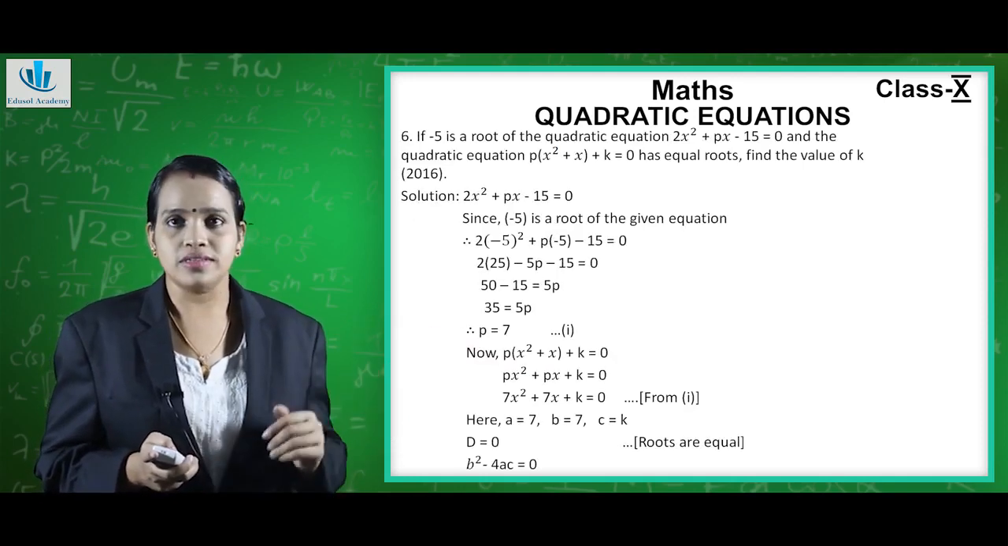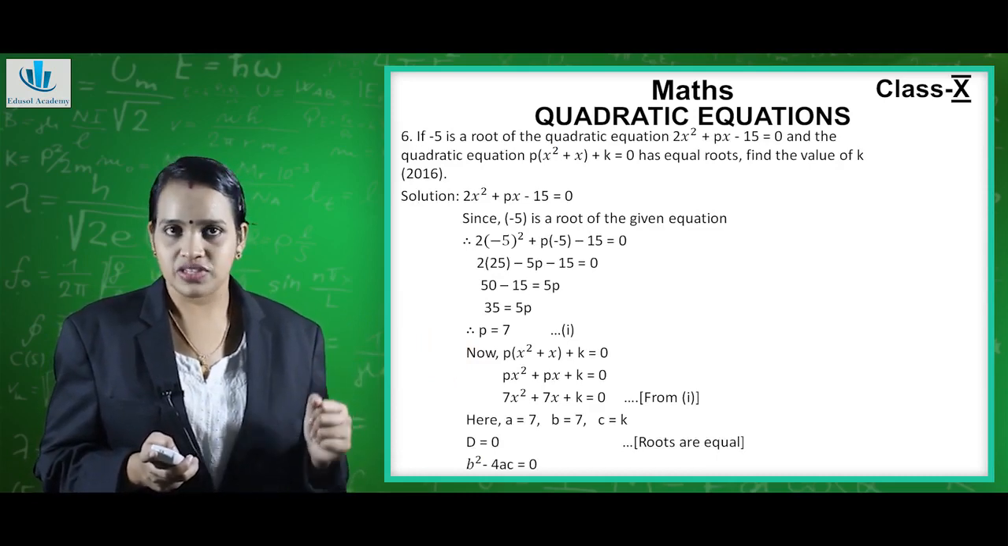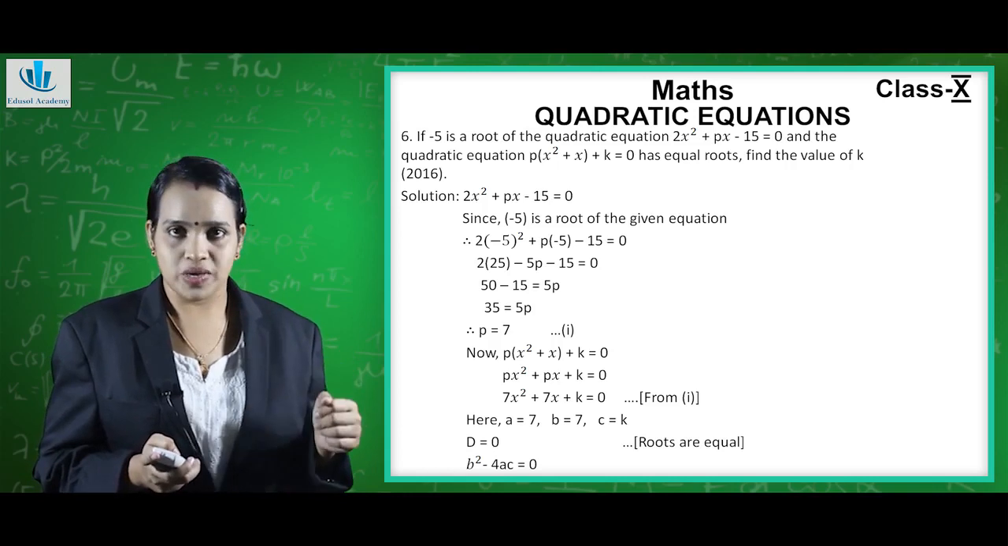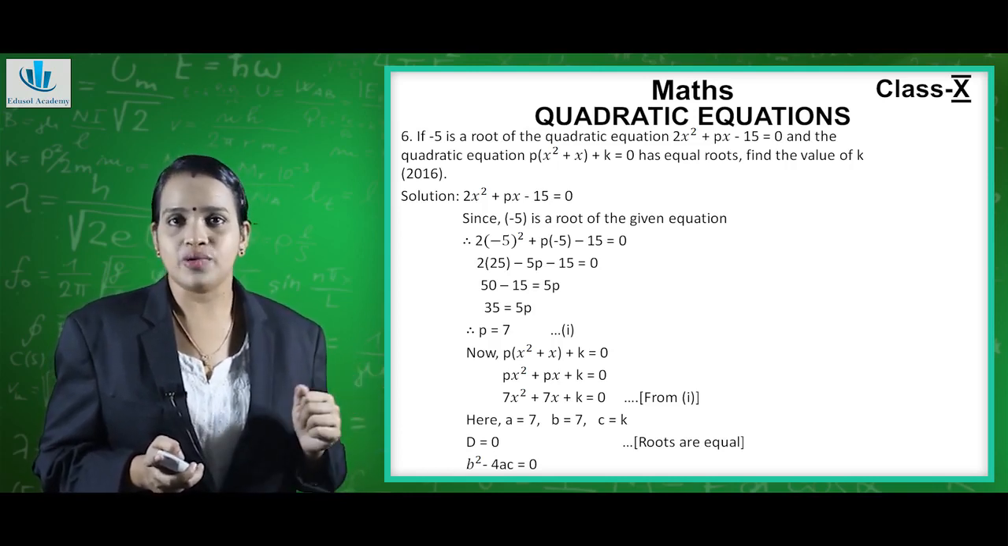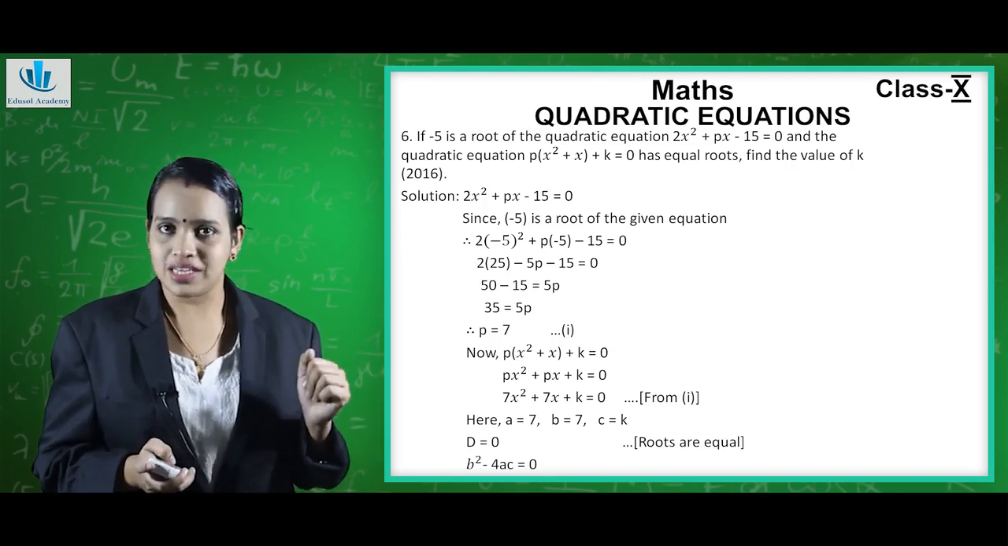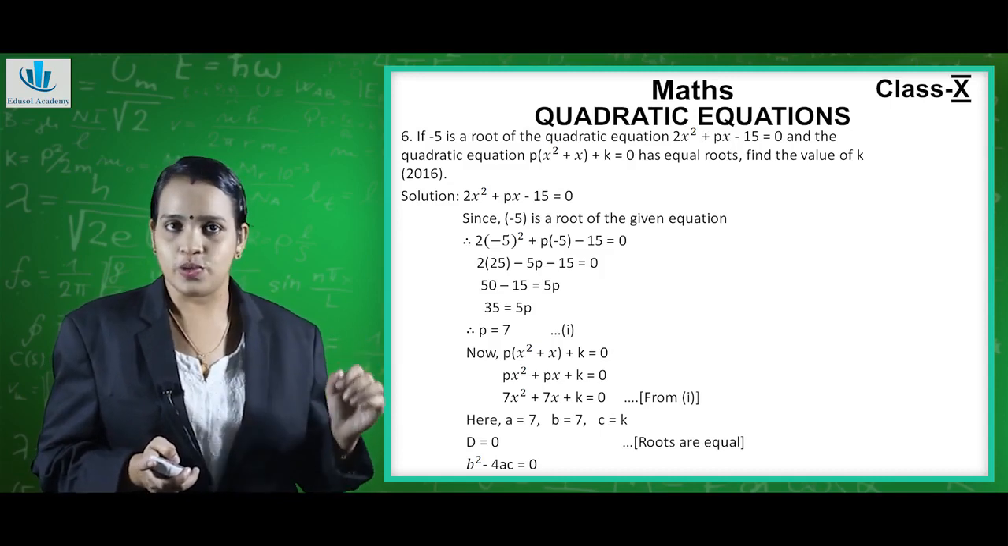Now our next question is, if minus 5 is a root of the quadratic equation 2x raised to 2 plus px minus 15 is equal to 0, and the quadratic equation p into x raised to 2 plus x plus k is equal to 0 has equal roots.